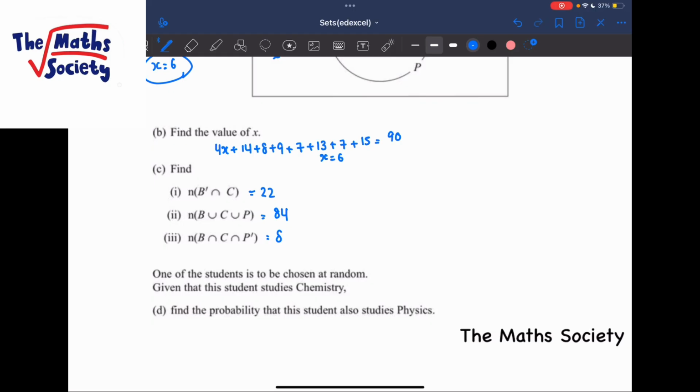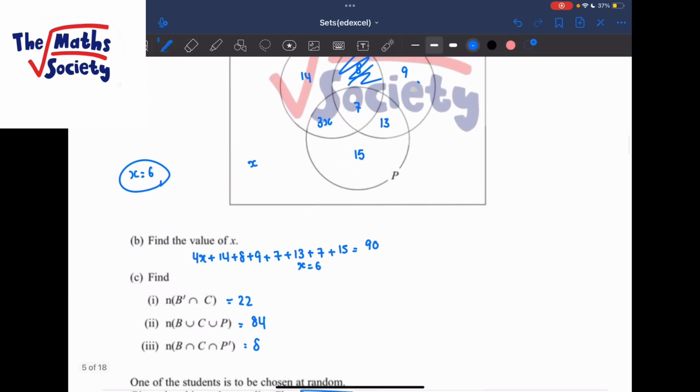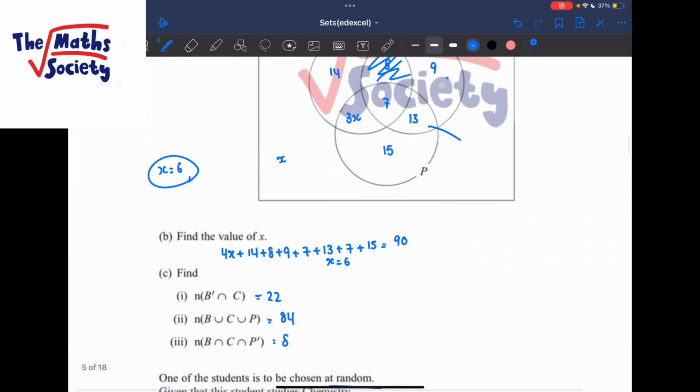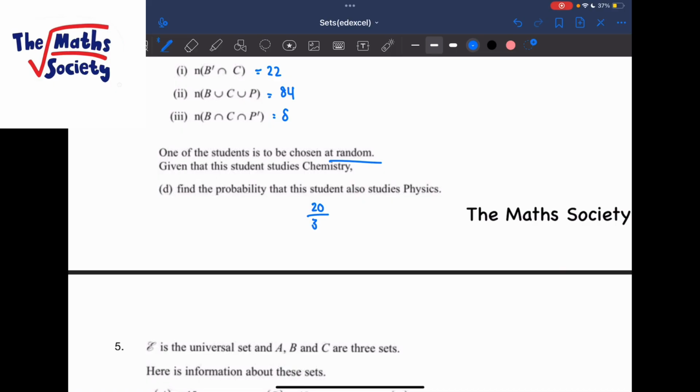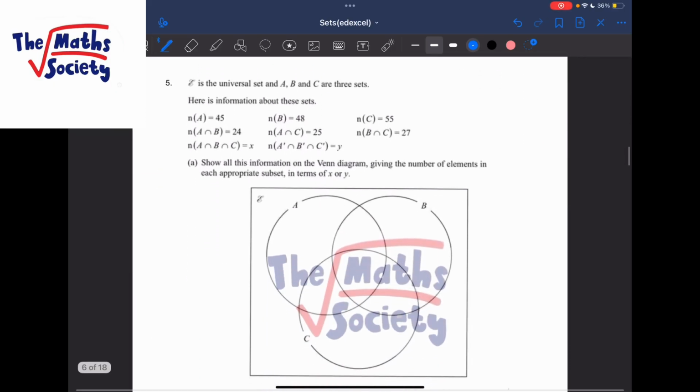And it says that one of the students is to be chosen at random. Given that the student studies chemistry, find the probability that the student also studies physics. So they didn't say anything about biology, so it means they can also study biology, right? So it means we have 7 and 13, so that's going to be 20 divided by the total number of students that study physics, which is 37. So you just get the probability of 20 by 37. Yep, and then we go on to number 5.